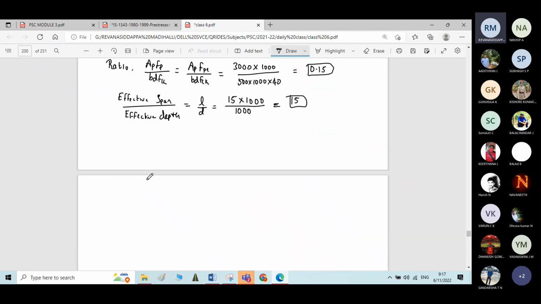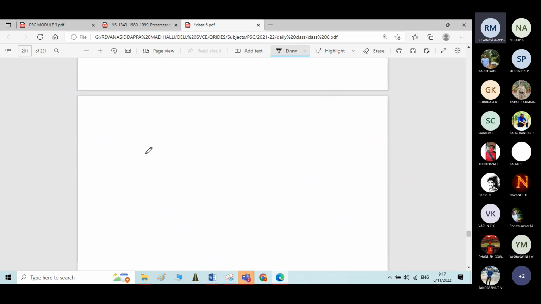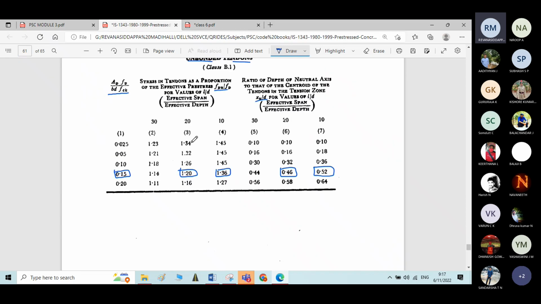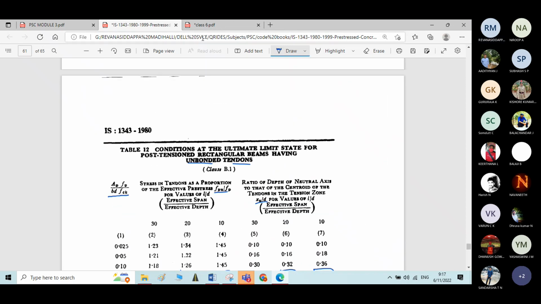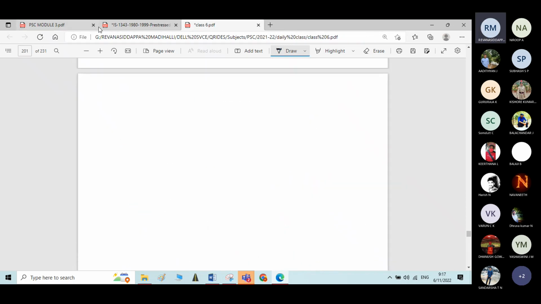Okay. Now below you write from table page number 60. So it is page number 60, from table 12, for AP FPE by BD FCK is equal to 0.15. Okay.